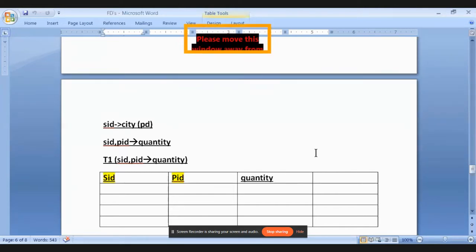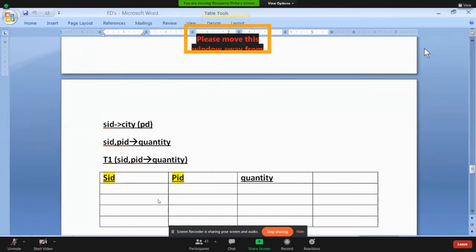Can you wait for just 1 minute? Let me bring the microphone and headphone, otherwise this headphone is creating a problem. Just 1 minute, students, because I cannot hear you.